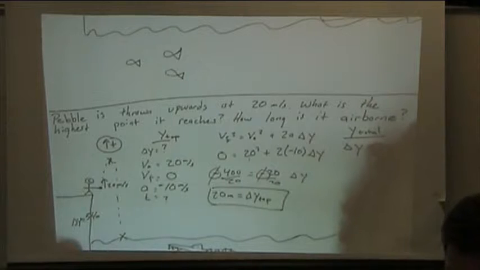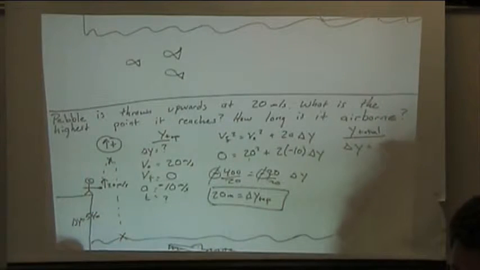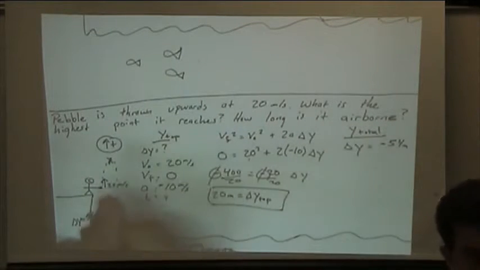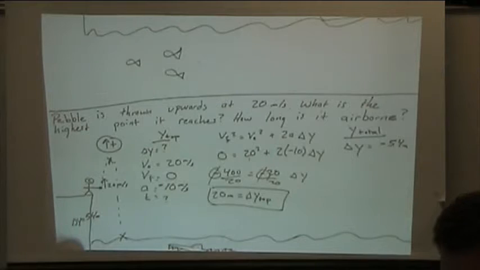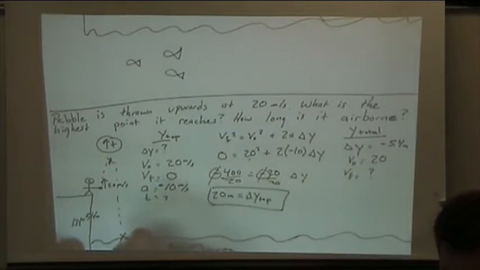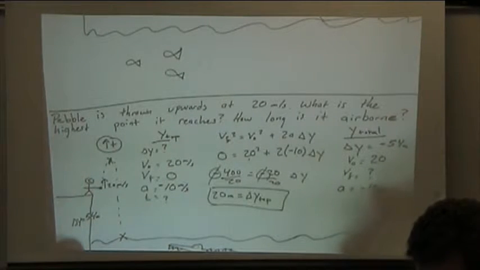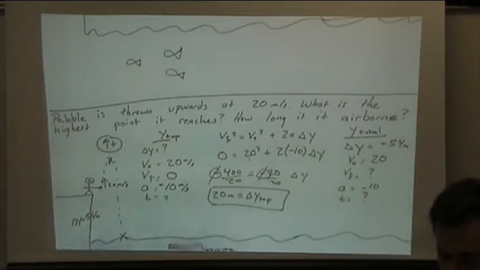The displacement's 54. However, this is a downward displacement. So you've got to put the negative sign in here because displacement is a vector, it has direction. V0 is a positive 20. Vf, we don't know. We don't know the final speed at this final point. Acceleration is negative 10. T, we don't know. We want to find the total time.